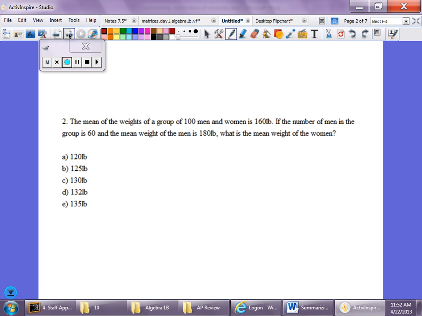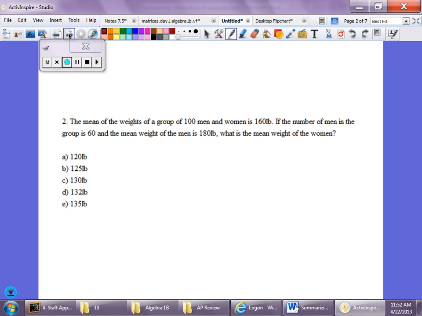Number 2, this is a weighted mean question. You're actually going to set up a simple one variable algebraic expression. You know what the mean weight of the men is, and you know what the total proportion of men makes up your sample. You know what proportion of women make up your sample, but you don't know what their weight is. That'll be the unknown variable. And you know that the weighted average is the sum of those two pieces, and you know what that is equal to. So again, it's going to be a simple one variable equation.